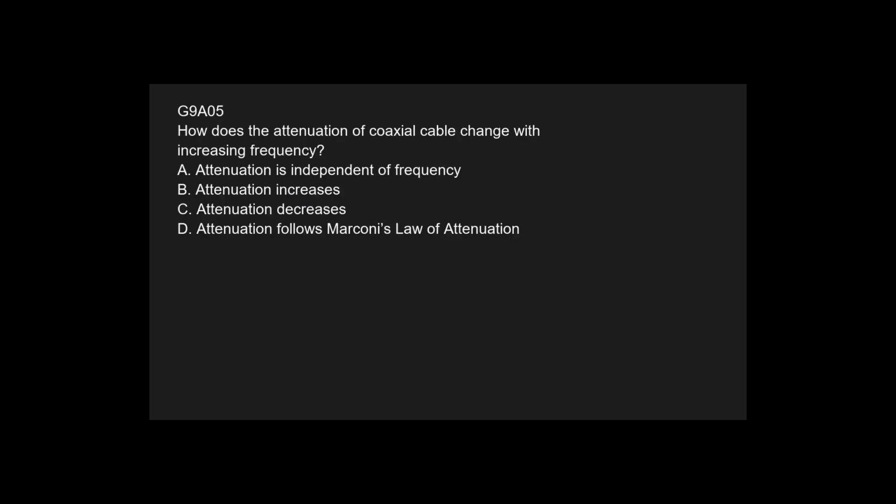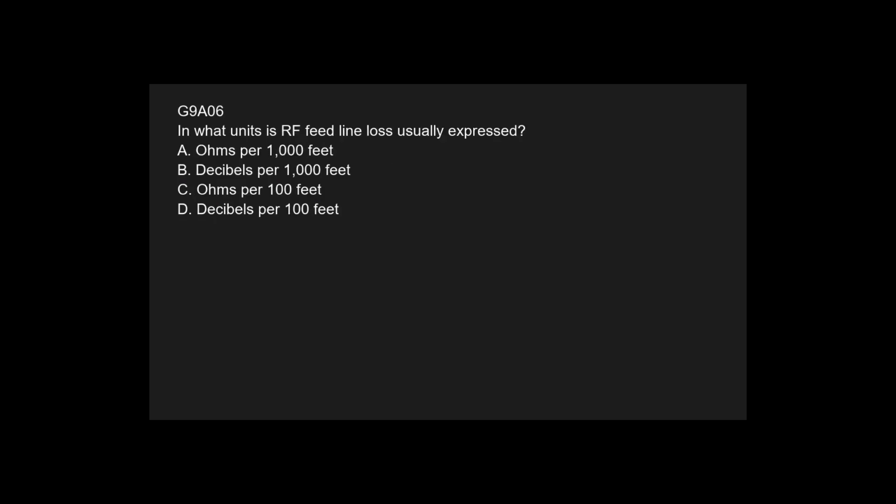Question. How does the attenuation of coaxial cable change with increasing frequency? The correct answer is B. Attenuation increases. Question. In what units is RF feed line loss usually expressed? The correct answer is D. Decibels per 100 feet.